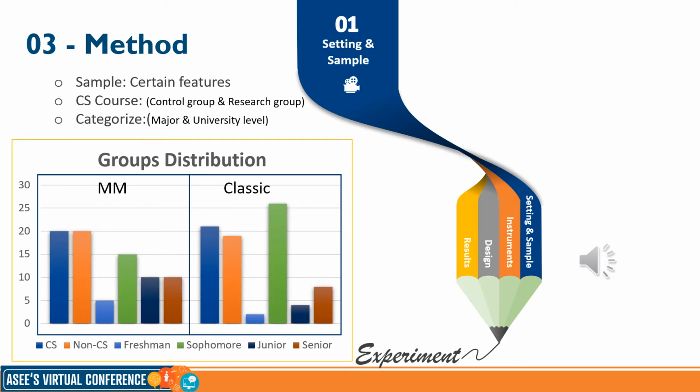We classify the students by their major, either they are computer science or non-computer science, and also by their university level, whether they're sophomores, seniors, juniors, or freshmen.